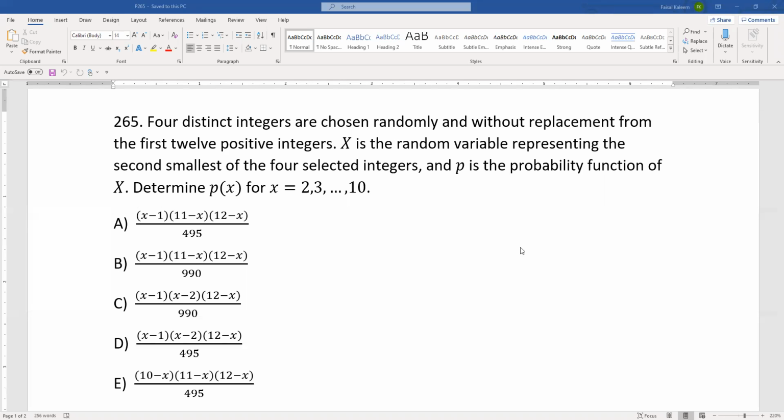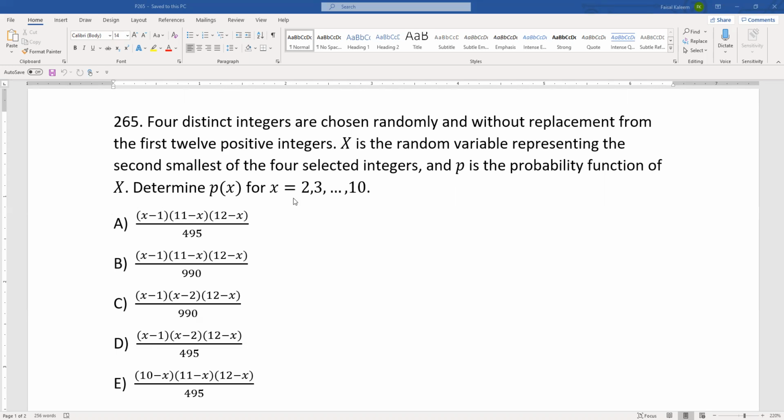4 distinct integers are chosen randomly and without replacement from the first 12 positive integers. X is the random variable representing the second smallest of the 4 selected, and little p is the probability function of X. Determine P of X where X equals 2, 3 up to 10.